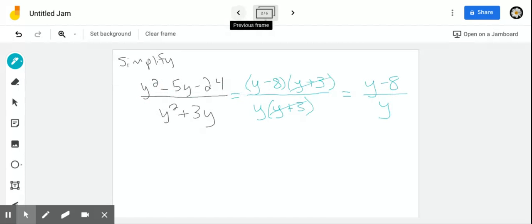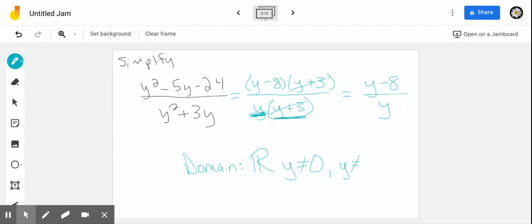Going back to number 3, we want to do the same thing. We want to talk about the domain. So the domain of this problem is all real numbers. We can plug in whatever we want, except we cannot plug in things that will cause us to divide by 0. So we can't have 0, and we can't have -3, because both of those would require us to be dividing by 0.